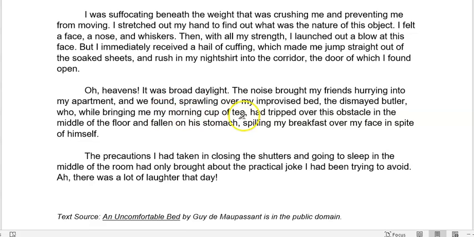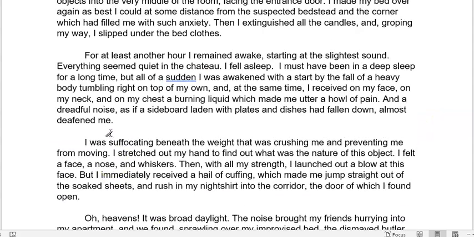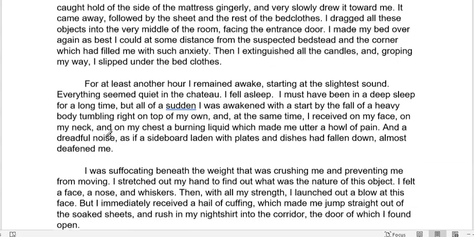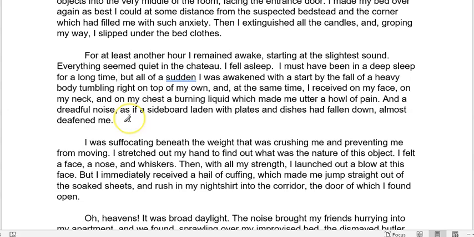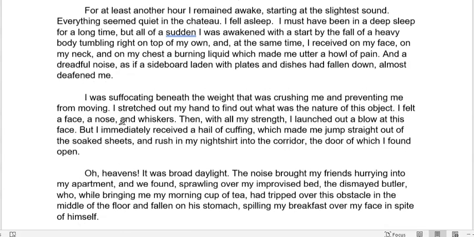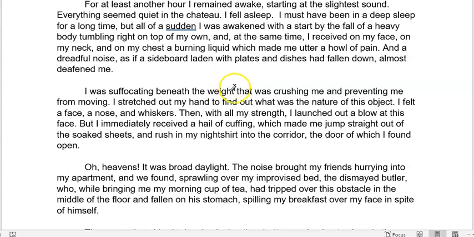"Who, while bringing me my morning cup of tea, had tripped over this obstacle in the middle of the floor" that he had made, right, "and fallen on his stomach, spilling my breakfast all over my face in spite of himself." So we have, hold on, let's go back. A hail of cuffing, which is a loud, uproarious laughter.